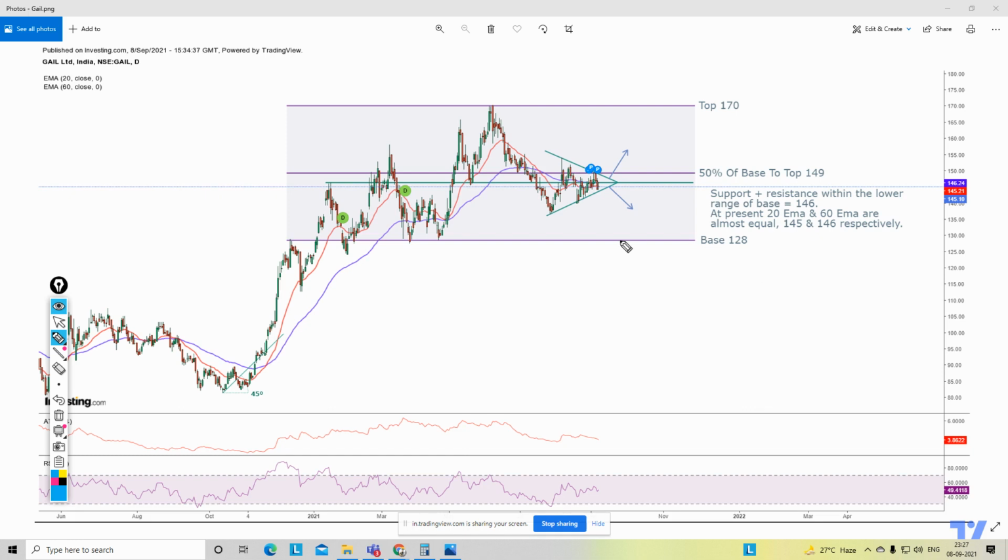And it is absolutely sandwiched between the 20 EMA and 60 EMA, which is the 20 exponential moving average and the 60 exponential moving average. The 20 EMA and 60 EMA are almost equal, which is 145 and 146, correct? And the 50% level is 149. So all these three numbers are in a close junction.